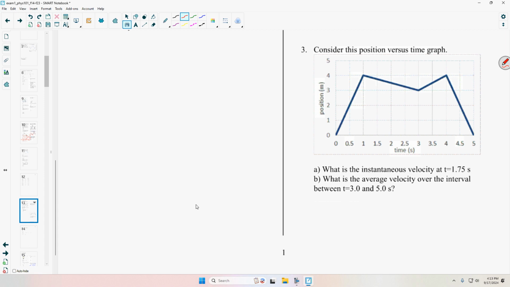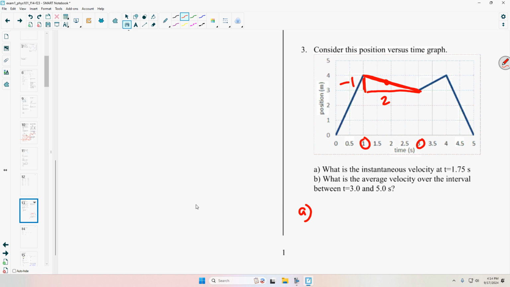It might be a velocity versus time graph, in which case I'd be asking for acceleration, but the process of getting the answer is still the same. The instantaneous velocity at t equal 1.75, that's right here. That means that I want to know the slope of this line. It's a nice linear graph right there, so I can find the slope of that line. I do the rise. The rise is -1. The run, I'm going from 1 to 3, so the run is 2.